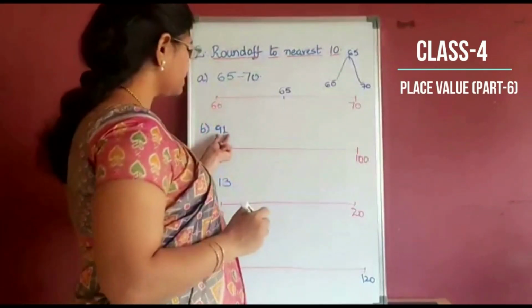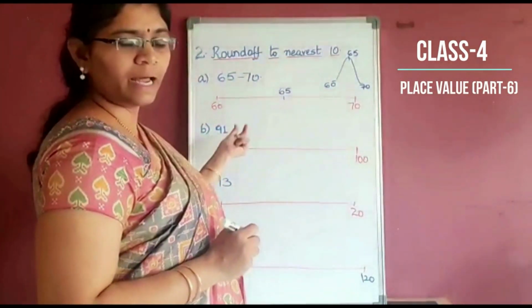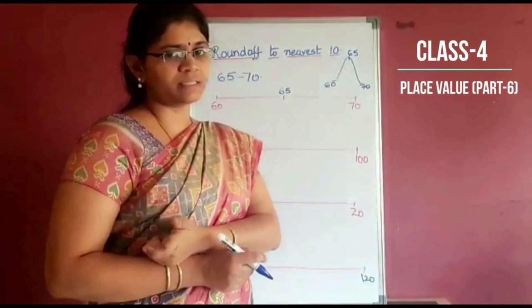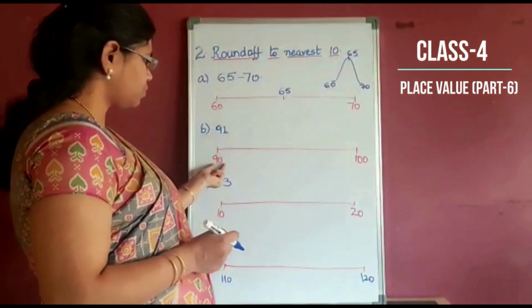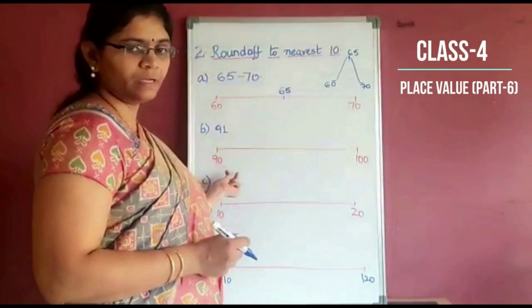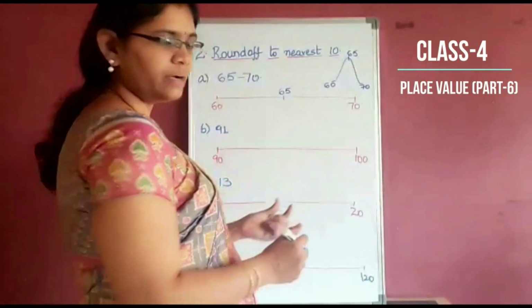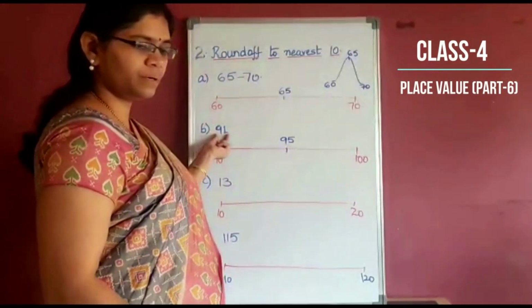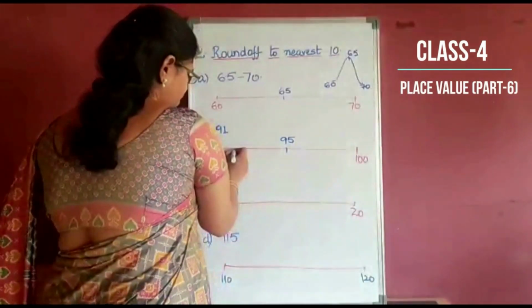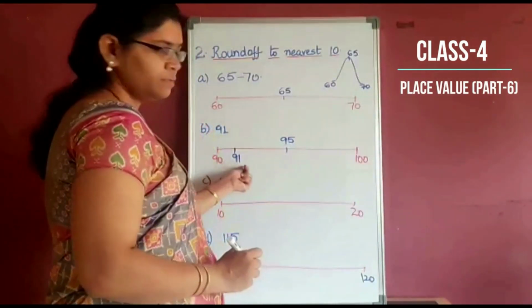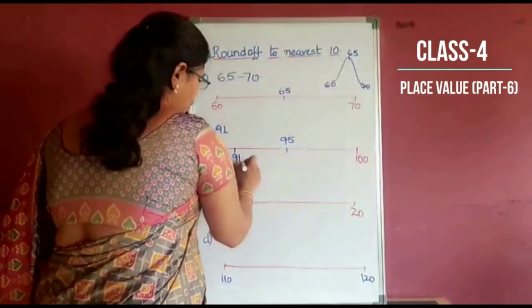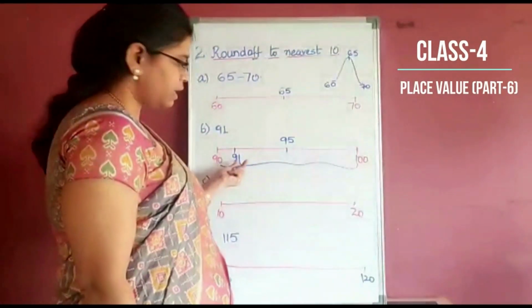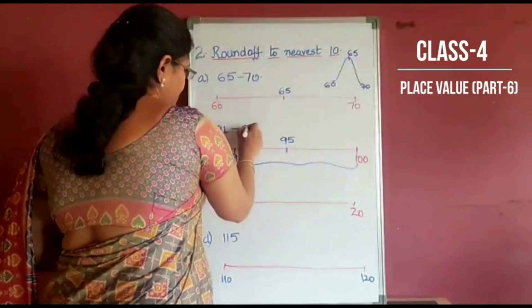Okay. Now let us see the next one, 91. 91 lies between which two tens? 90 and 10 tens, 100, isn't it? 91 lies between 90 and 100. What is the exact middle number for 90 and 100? It is 95. Now, which is our given number? 91. 91 is just next to 90. So is it nearer to 90 or nearer to 100? 91 is nearer to 90. So 91 is rounded off to 90.